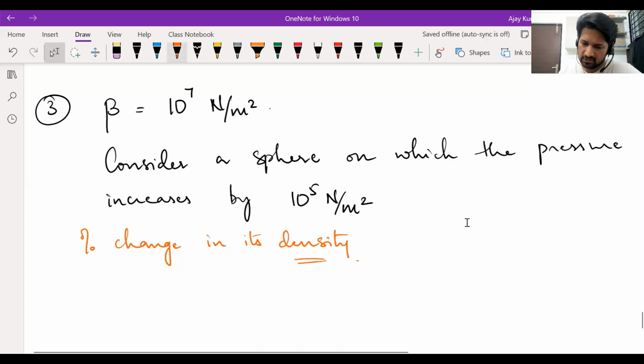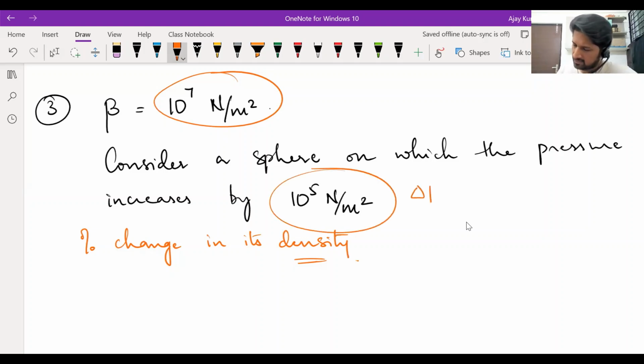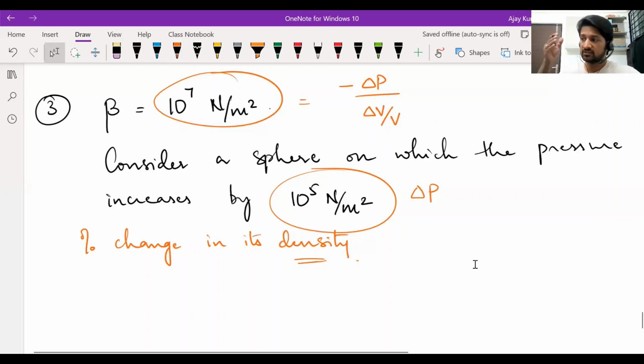Right. You are given the bulk modulus of a material and the change in pressure on a sphere. So delta P is given and beta is given, and you are asked to calculate the percentage change in density. You know, bulk modulus relates change in pressure to relative change in volume. And from that, you can get the percentage change in volume also. But you are asked to calculate percentage change in density. So you need to first think of the relation between volume and density.